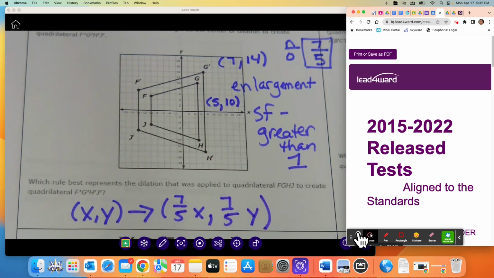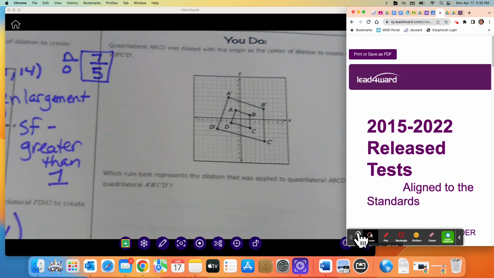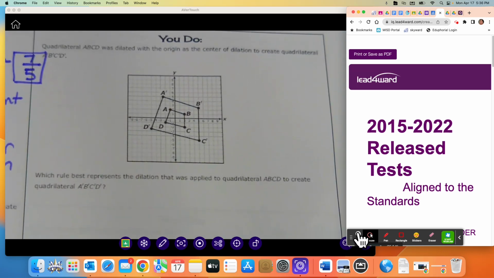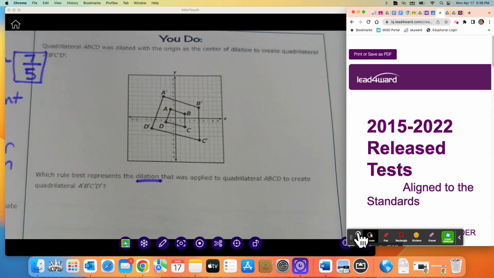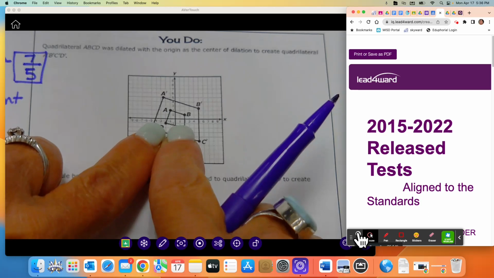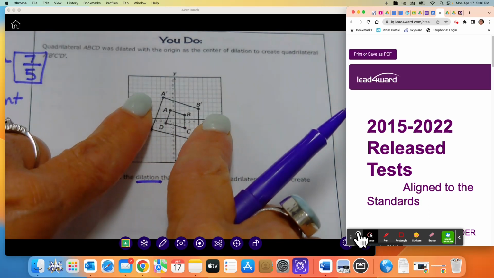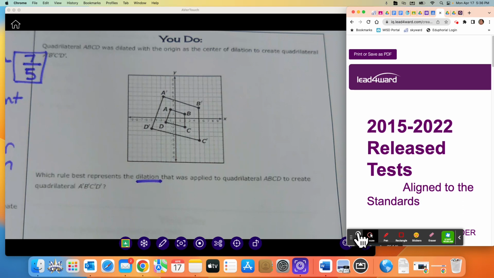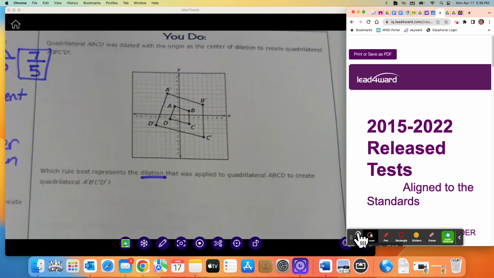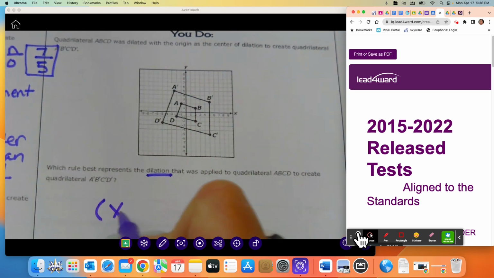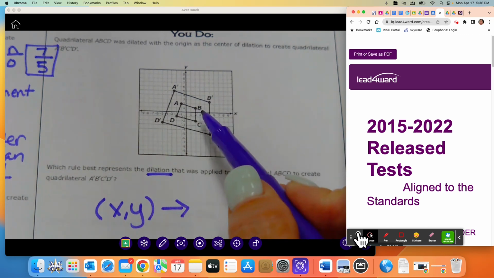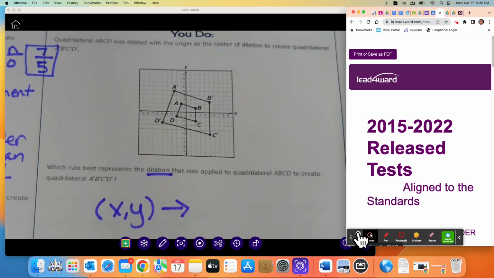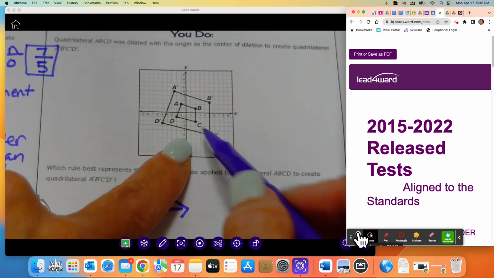Okay, let's go ahead and do another one together. They want to know which rule best represents the dilation. So remember, it's getting bigger or smaller. We went from here without the prime symbols to the bigger one. So this is an enlargement. That tells us the scale factor is going to be greater than 1. So remember, with scale factor, we always multiply. So we're going to start with x, y. We are going to find the ordered pair. You can use any of the letters. So let's go ahead, we can use C and C prime.